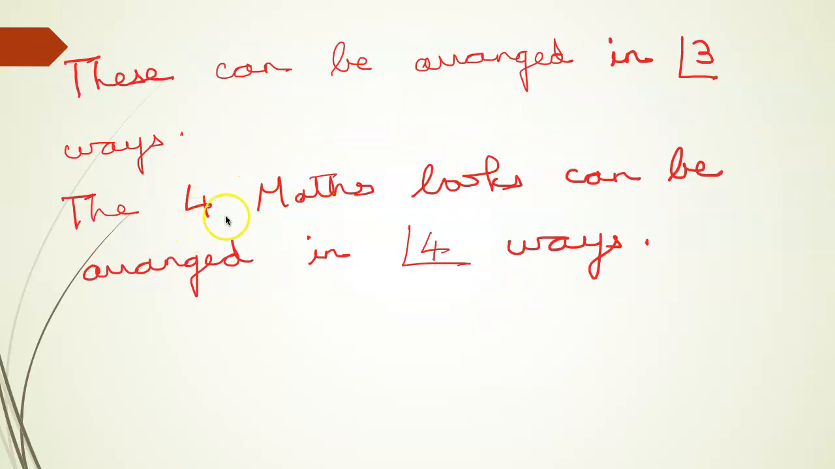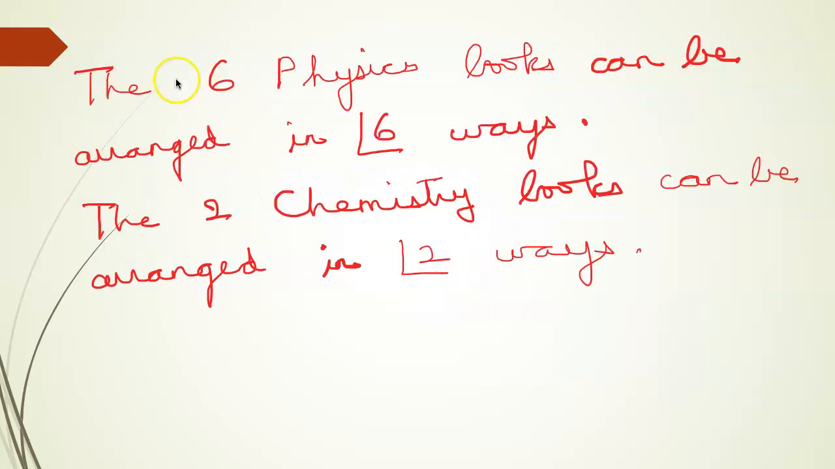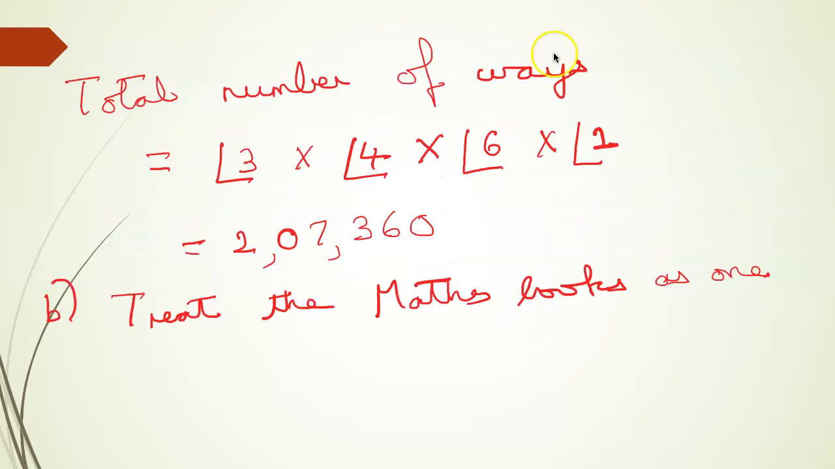Now how many ways can the 4 maths books be arranged in? 4 factorial ways. What about the 6 physics books? They can be arranged in 6 factorial ways. The 2 chemistry books in 2 factorial ways. So your total number will be 3 factorial, which is for the 3 books, into 4 factorial into 6 factorial into 2 factorial. That is 2,07,360 ways. So again, what do we use here? The fundamental principle of counting.